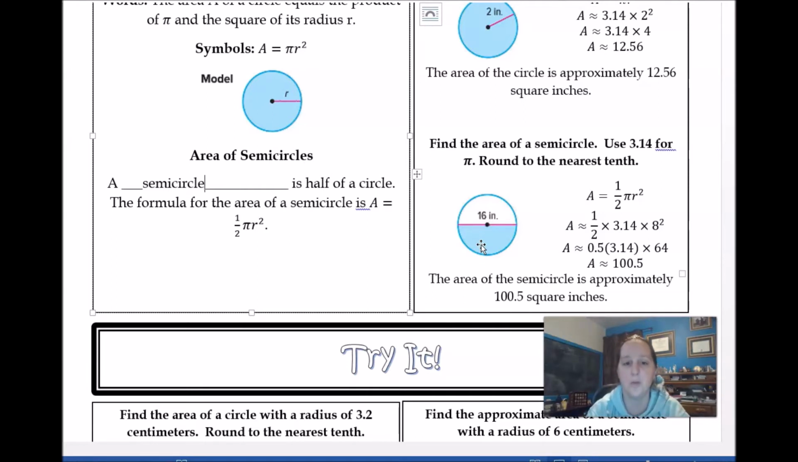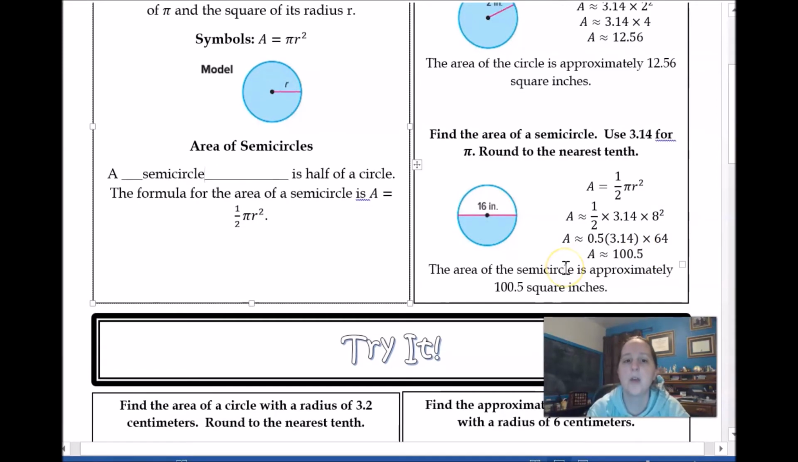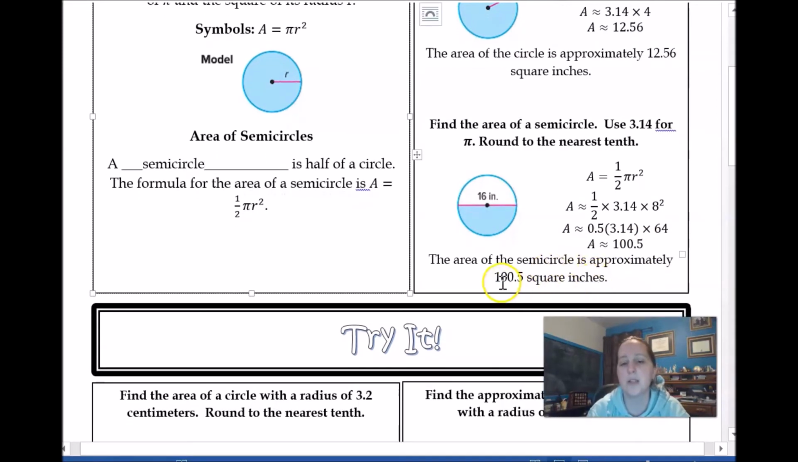And I rounded to, of course, the tenth place, which is one place after the decimal. So the area of the semicircle is approximately 100.5 square inches, or inches squared. Remember, we're finding area, so your units will always be squared. All right, there are a couple of try it problems below. I want you to pause the video, try them out, and when you're done, we'll go over the answers together.